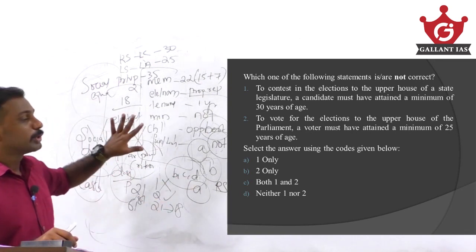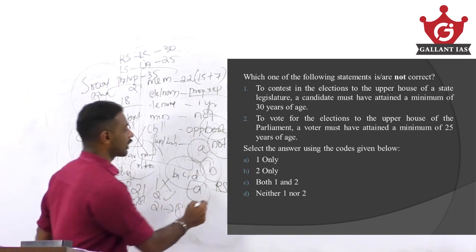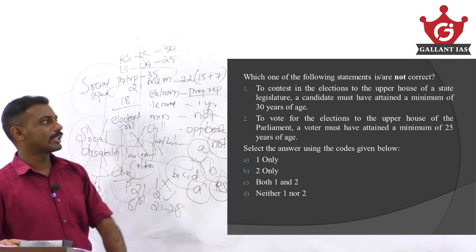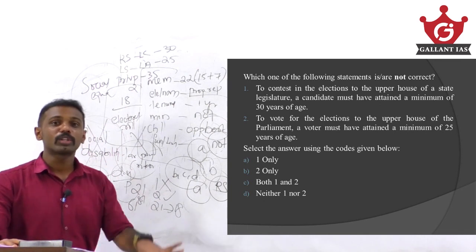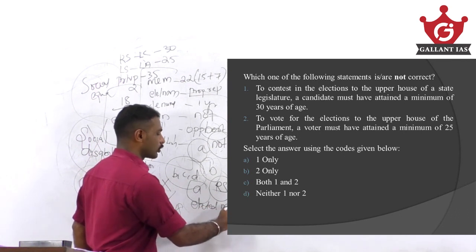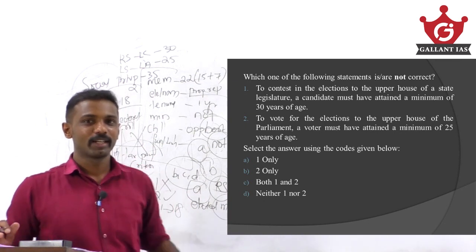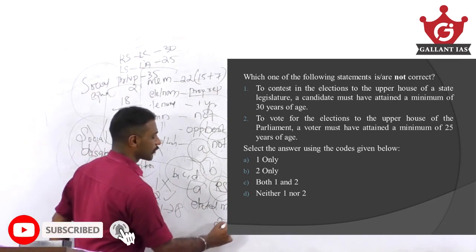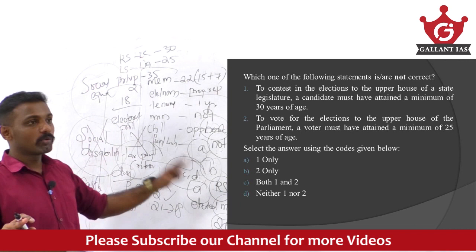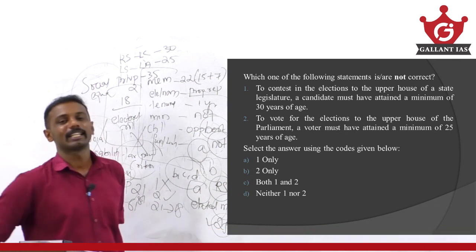The second one. To vote for the elections to the upper house of the parliament. What is the upper house of the parliament? Rajya Sabha. To vote for the elections, a voter must have attained 25 years of age. Who votes for the Rajya Sabha elections? It is elected MLAs. So MLAs are the voters of elections to the upper house of the parliament. So the minimum age of an MLA should be what? 25. So to vote for the elections to the upper house of the parliament, a voter must have attained a minimum of 25 years of age. That is also a correct statement.